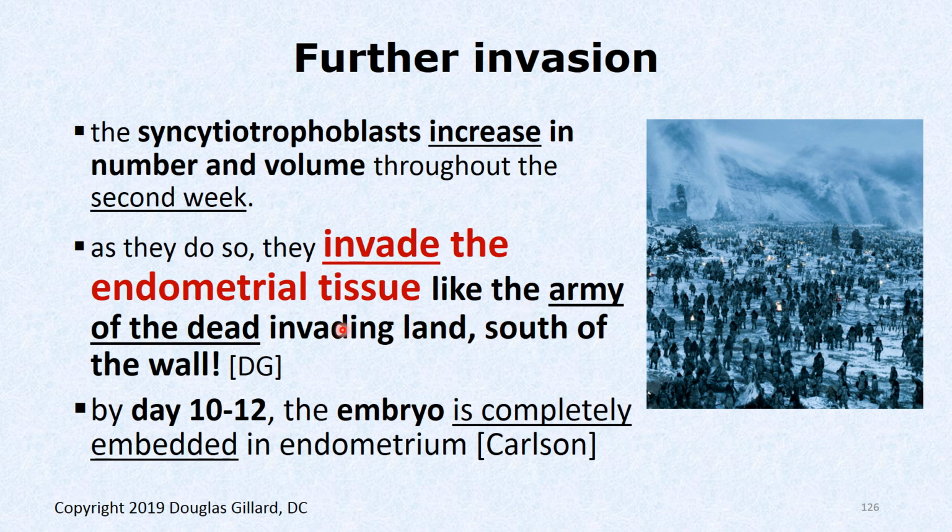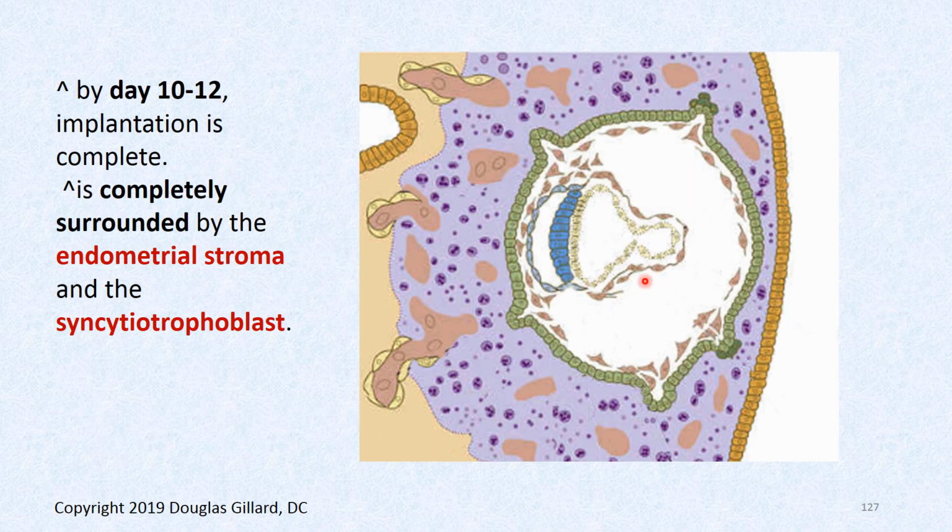Anyway, by day 12, the embryo is completely embedded in the endometrium. So week 1 has gone by, so it can eventually be pulled all the way in. So here's by day 12. Here's the endometrial cavity out here. This is where it went through. There's the epithelial cells of the endometrium. We're in the stroma layer of the endometrium now.